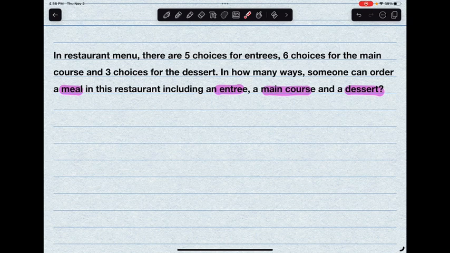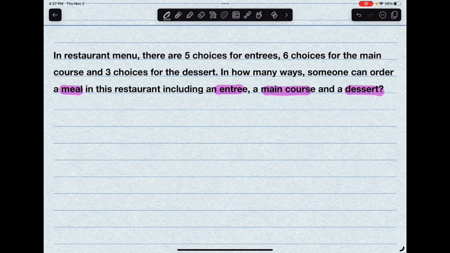So that means for each entree we're going to have several choices of main course, and for each main course we're going to have several choices for dessert. These jobs will happen together at the same time. So here we're going to use the multiplication principle.